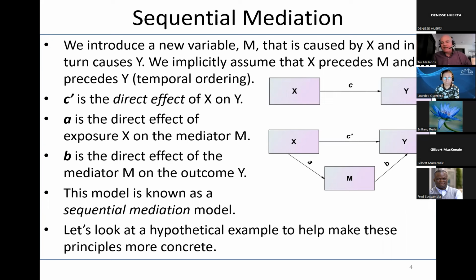Now you have this X to M to Y sequencing, and that's why this model is known as the sequential mediation model. So this is a little abstract, so let's just consider a hypothetical example to help make these principles a little more concrete.